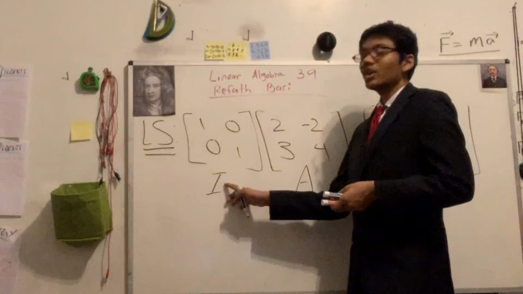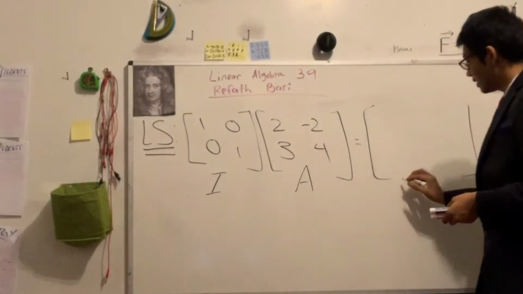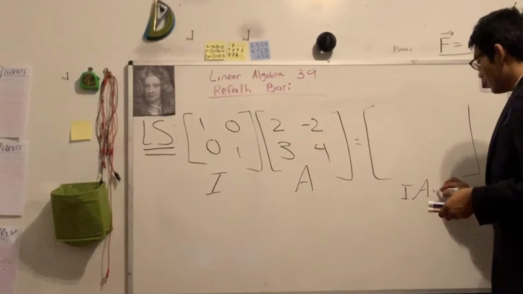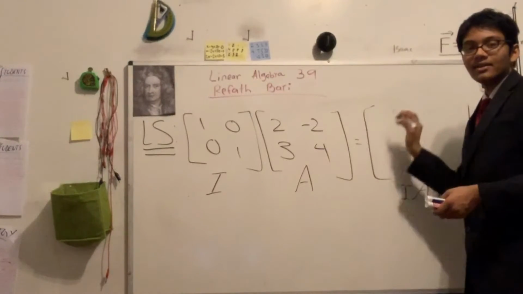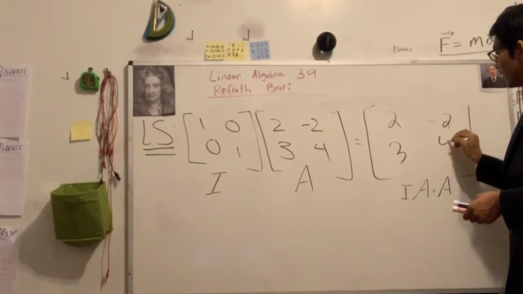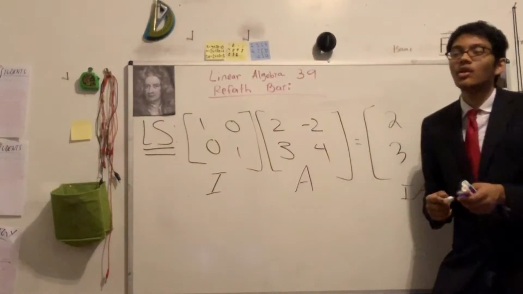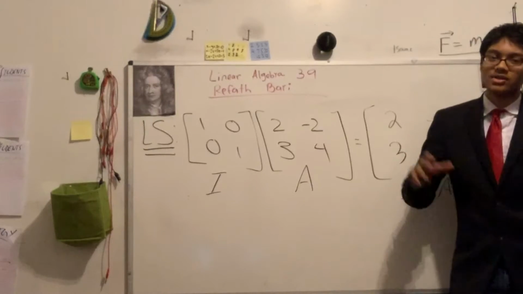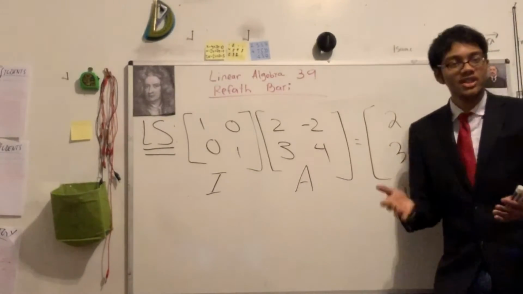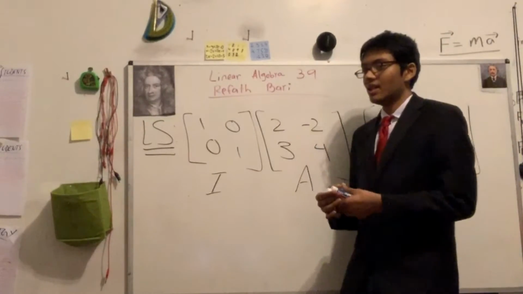Now, what is I times A? Well, that's simply A. It's IA, which is just A. And what is A? Here it is: 2, minus 2, 3, 4. Very nice. So already we know how matrix multiplication should probably work. We already have a gist of what matrix multiplication will give us.